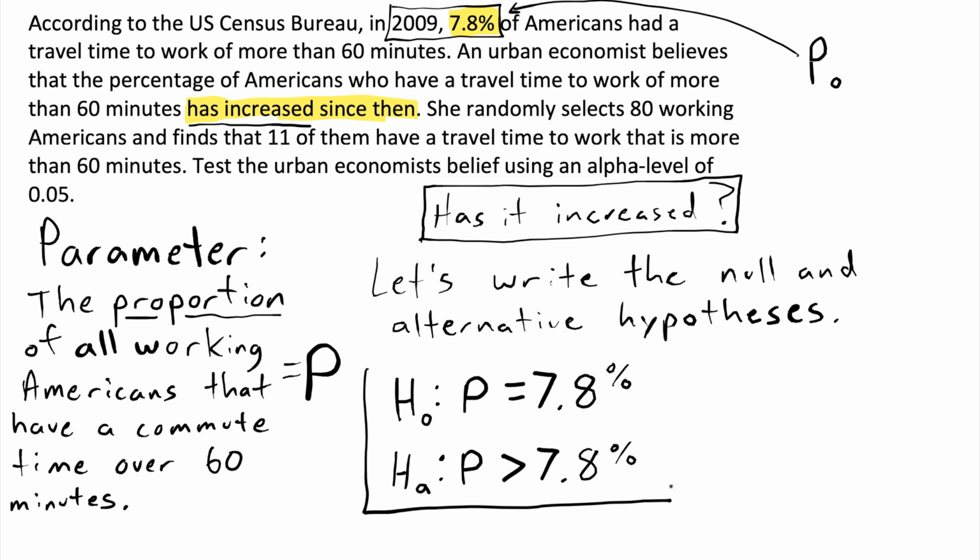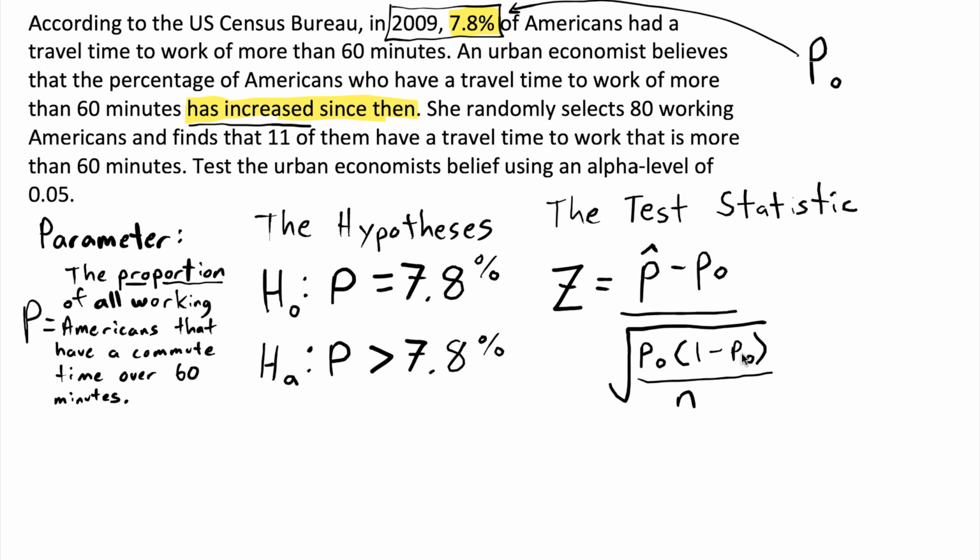Now that we have our hypotheses, we are going to calculate what's called the test statistic. And because we're doing a hypothesis test for a population proportion, our test statistic is a z-score, and the test statistic has a formula that looks like this. So we need to know what these numbers are.